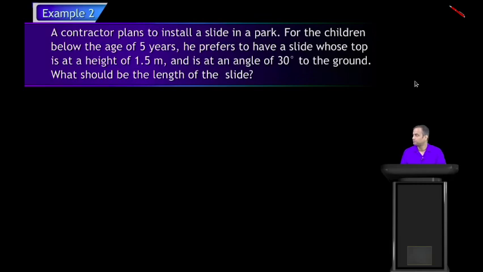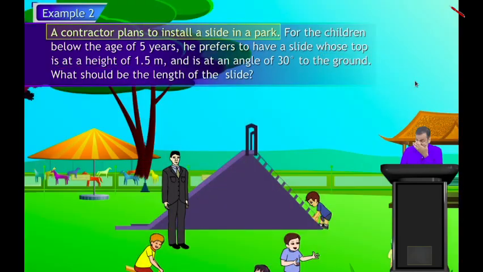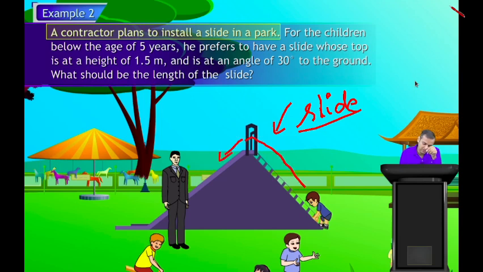First, what is given? For the children below age of 5 years, he prefers a slide whose top is at a height of 1.5 meter. This is an important line for us. Okay, so you can see that this is the slide. It is called a slide. I think you all know this one and you have all used and played with it. So a child goes upside from here and then he slides from there.